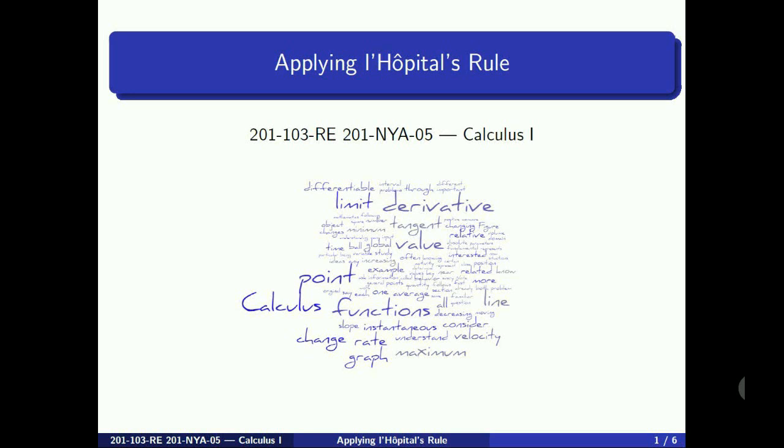Hi, in this video we'll look at different examples where limits are evaluated using L'Hopital's rule. In the first example, we use L'Hopital's rule more than once to evaluate the limit. In the second example, we see another type of indeterminate form where it is possible to use L'Hopital's rule.